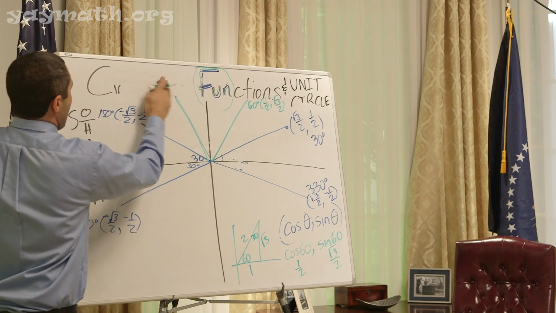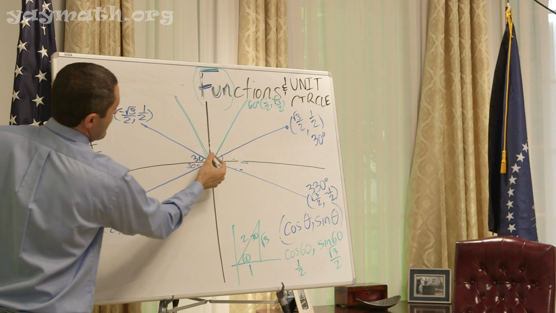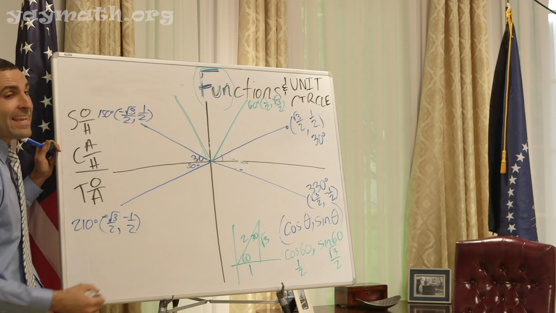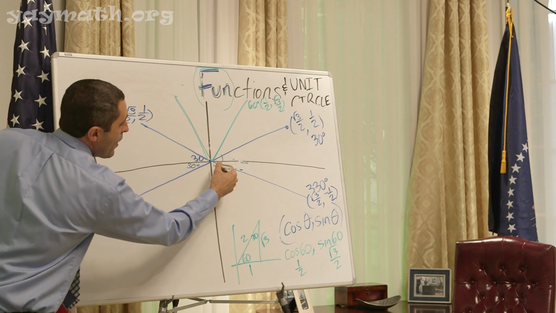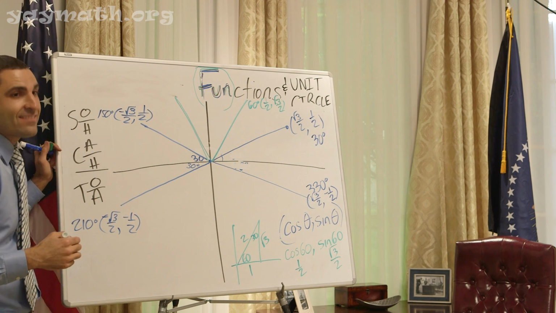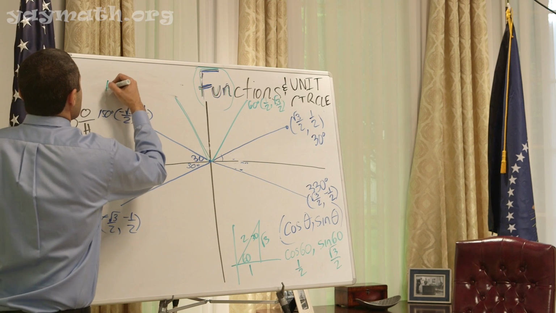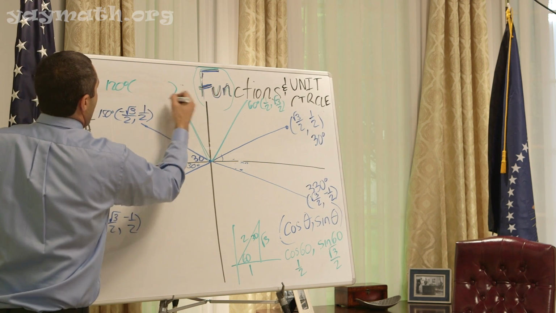How many degrees is that? 60 degrees in quadrant 2 is 60 away from 180. It's 120. Good. 120. Very nice.